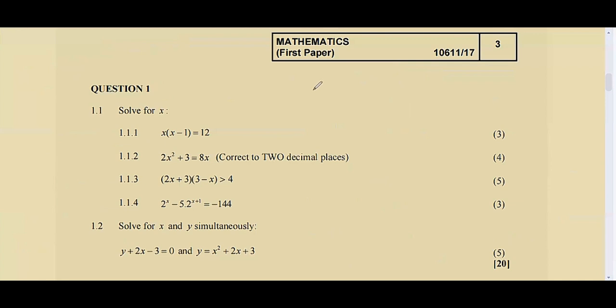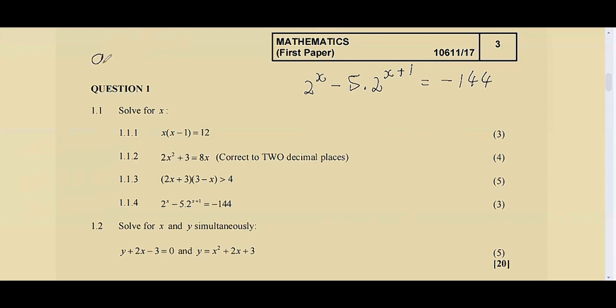So this is a question on exponents. So we have 2 to the exponent of x, and then 5 multiplied by 2 to the exponent of x plus 1 equals negative 144. But before we solve this, I want to just remind you of a certain law of exponents.